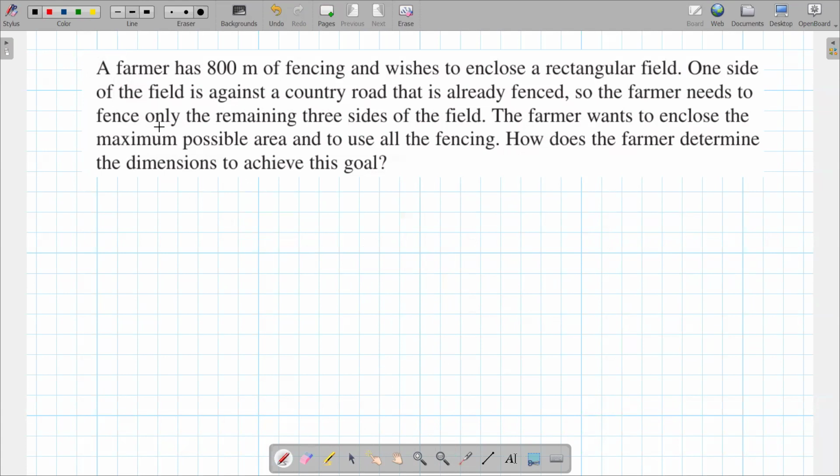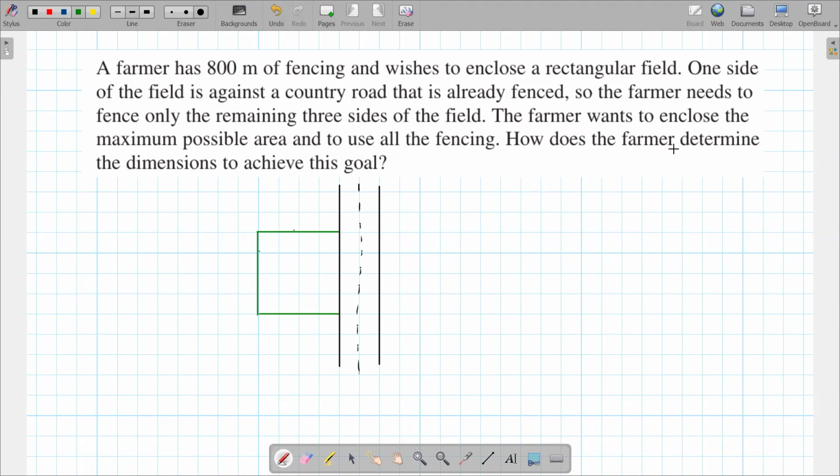A farmer has 800 meters of fencing and wishes to enclose a rectangular field. On one side, the field is already against a country road. All right, so we have a rectangular field like this. And on one side, it doesn't matter which side, there's a road. And there's vehicles, stuff like that. So the farmer only needs to fence these 3 sides. He doesn't have to fence the 4th side because the road is already fenced.